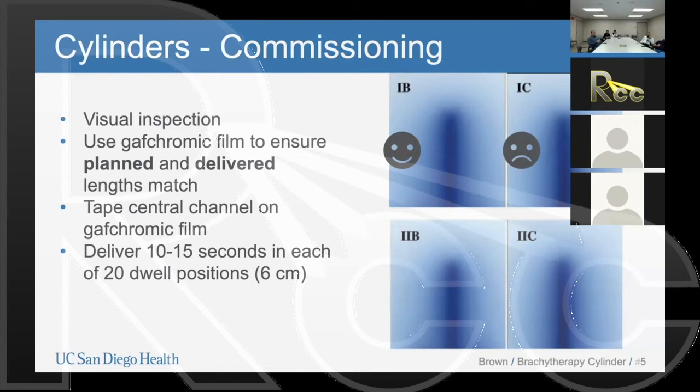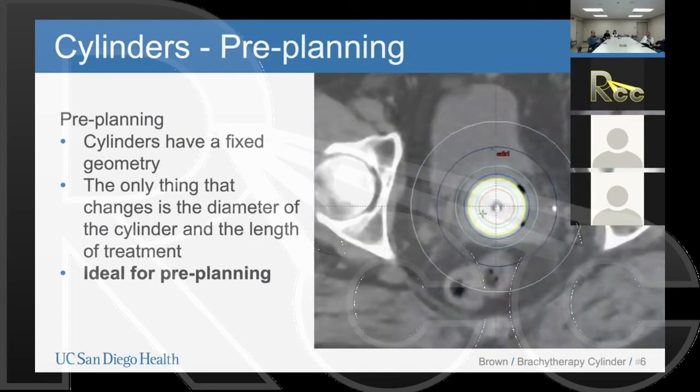Fairly clear? Okay, and that's really our primary source of commissioning the physical components of the delivery for a cylinder. As I mentioned in the introduction, cylinders are ideal for pre-planning. The reason they're ideal for pre-planning is that they have a completely fixed geometry, right? It's a single central catheter. We're always going to use the same length and the same width for each of our patients. So it's ideally suited for pre-planning.